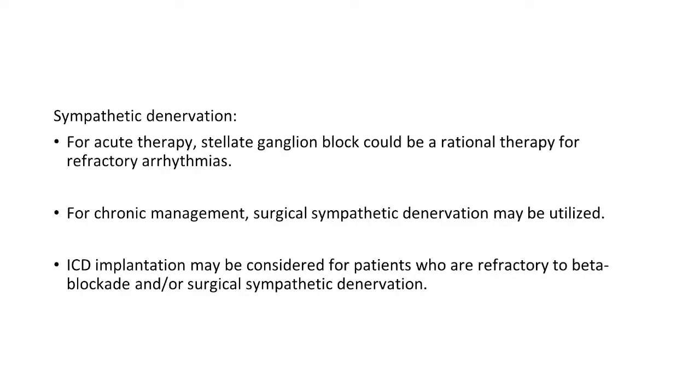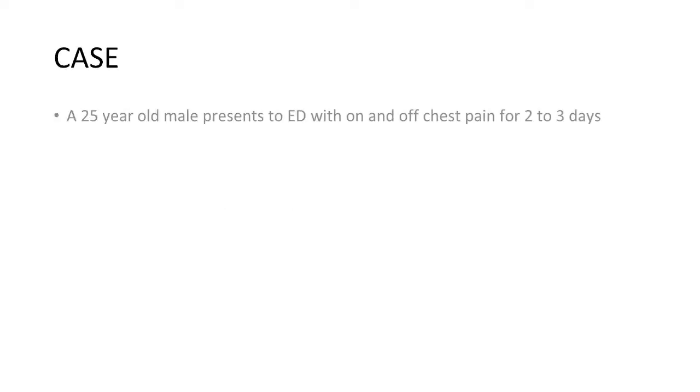So for definitive management, sympathetic denervation can be tried. Here SGB, stellate ganglion block, can be tried in refractory VT, which we usually do if it is electrical storm during cardiac arrest. So in such cases also we can try SGB. And if, after diagnosis, the patient has chronic arrhythmia, surgical sympathetic denervation has been used. Then if it is refractory to beta blockade or surgical treatment, we can consider ICD implantation. So this is it. Salik sir will read the case.